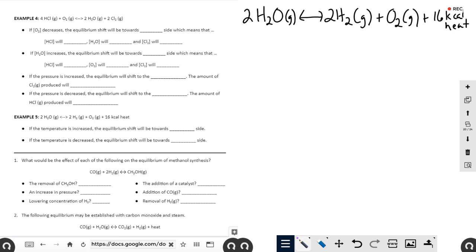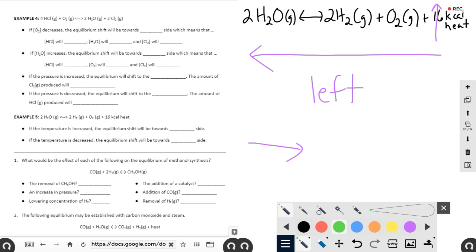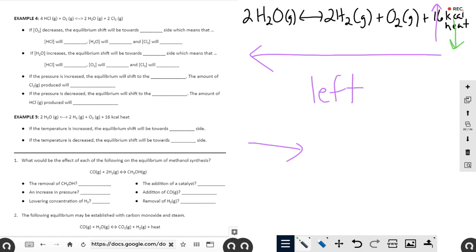Okay, so this one, if the temperature is increased. So where's temperature? Well, it says kilocalories of heat. That's temperature. If I increase it, what's the crisis? I have too much. I need to get rid of it. I need to go to the other side, so I need to shift that way. So if the temperature is increased, it shifts to the left. And so then the next question says if the temperature is decreased. Why does it do that? Because if the temperature goes down, the crisis is, I'm running out, I need to make more. I would go this way, so it will go toward the right side. Okay?